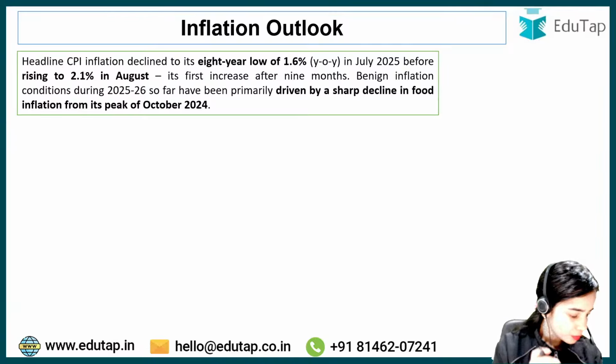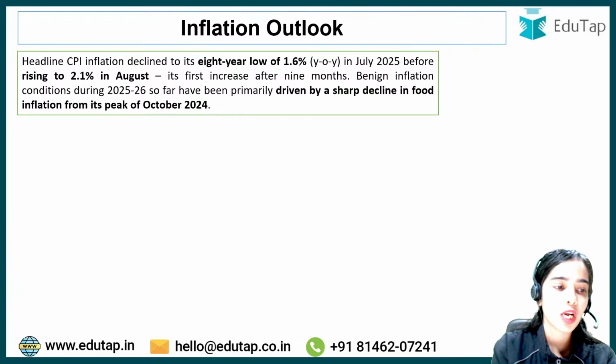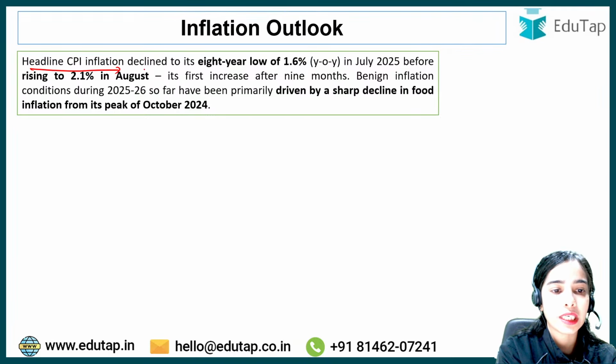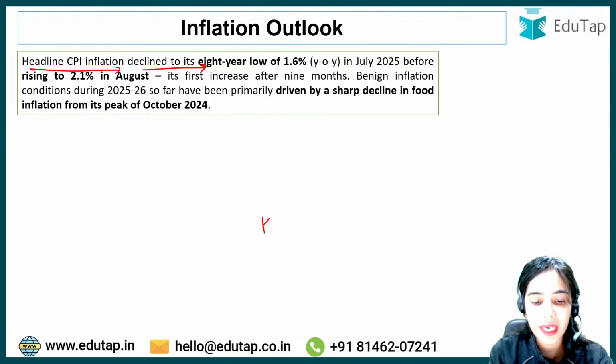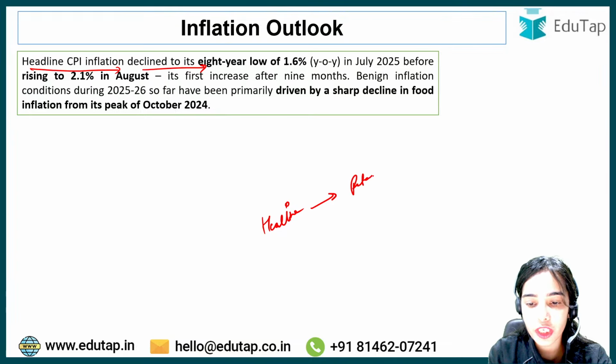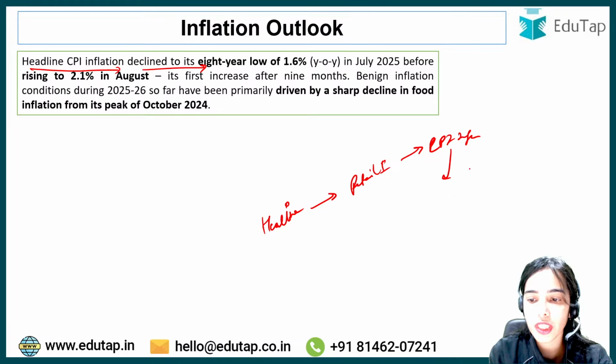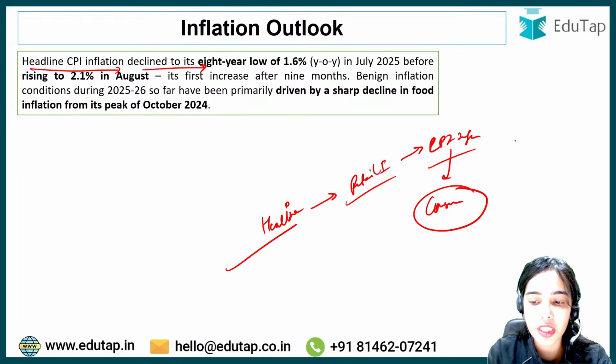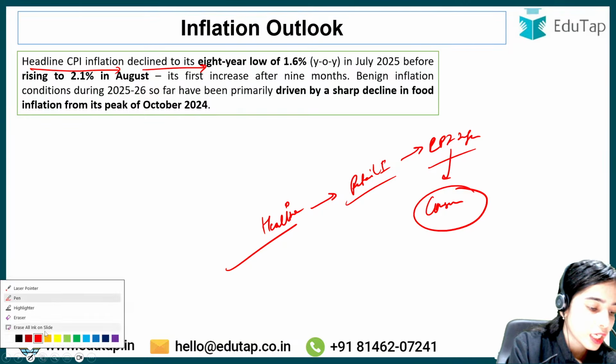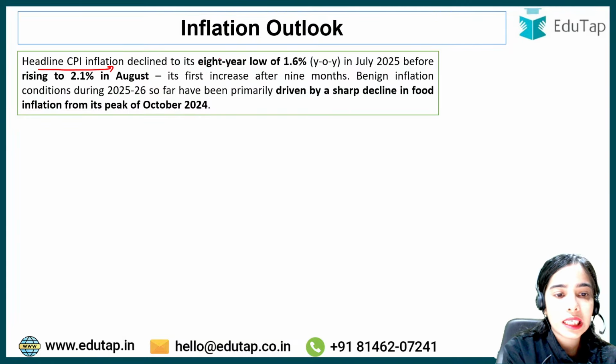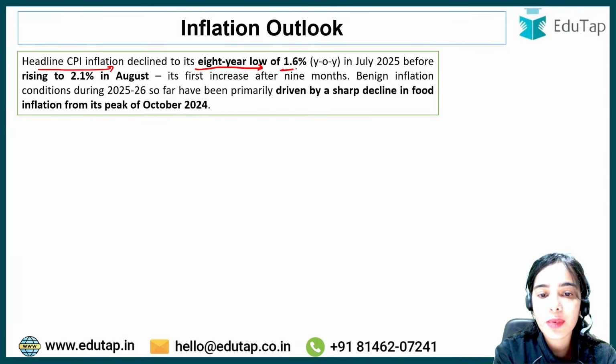Now coming to the next point, that is the inflation outlook. Headline CPI inflation declined to its 8-year low. Headline inflation is also called retail inflation. This is the CPI inflation, that is the inflation that affects the consumers. So headline CPI inflation declined to its 8-year low of 1.6%.